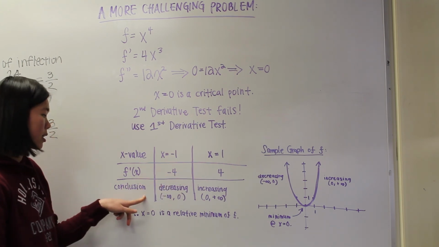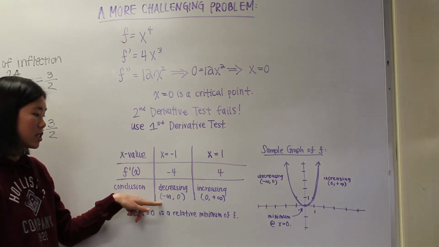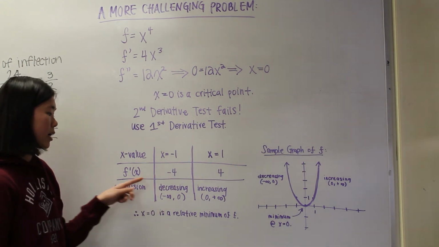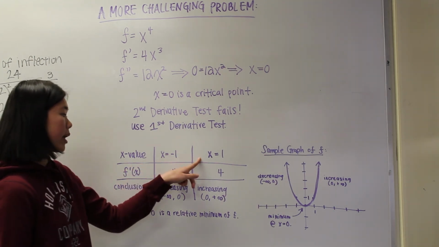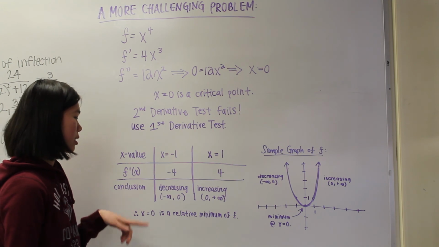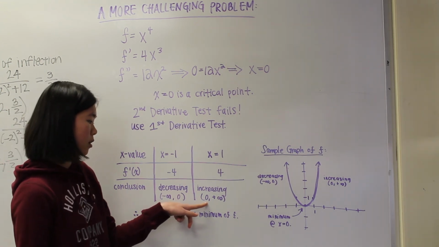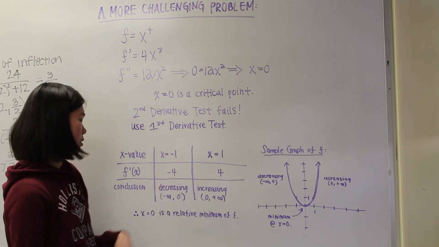So the conclusion is that when x equals -1, the function f is decreasing on the interval -infinity to 0 because the first derivative is negative. And for when x equals 1, our conclusion is that the graph of f is increasing on the interval 0 to positive infinity because the first derivative is positive.